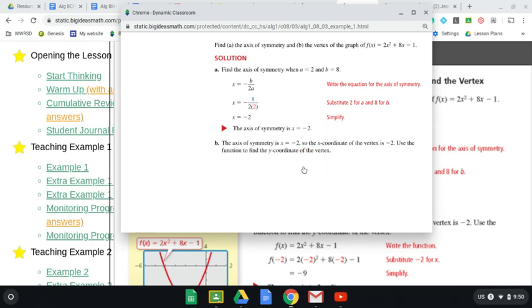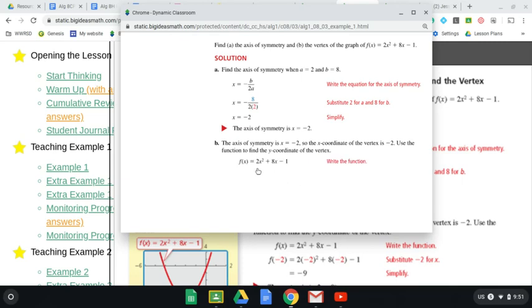Our next step is now we're going to find the vertex of the graph. Remember that the axis of symmetry is the x-coordinate of the vertex. So if the axis of symmetry is x equals negative 2, then that means the x-coordinate of the vertex is negative 2. It's always the same number. Now we can use this negative 2, plug it into our function for both of these x's, and find the y-coordinate of the vertex. So we can write the vertex as an ordered pair, x comma y.